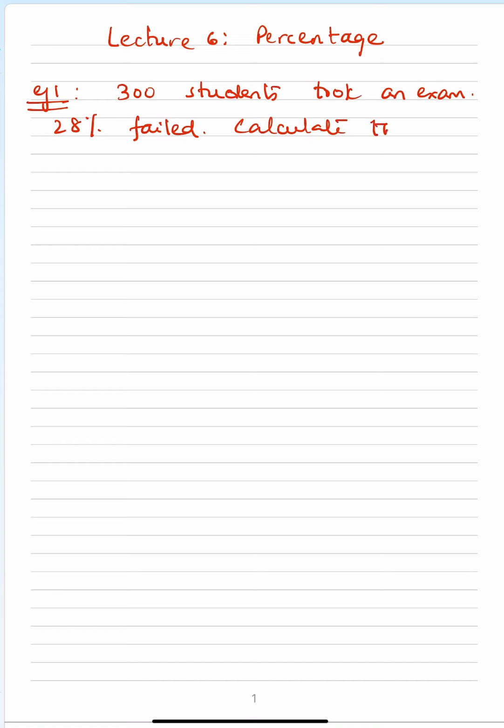Let us take example 1. 300 students took an exam and 28 percentage failed. Then calculate the number of students who passed the exam.